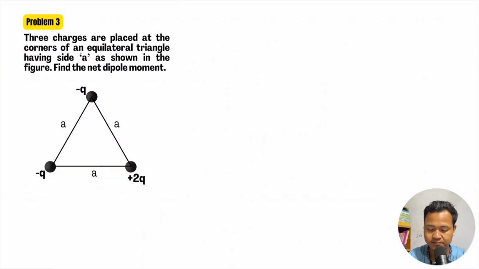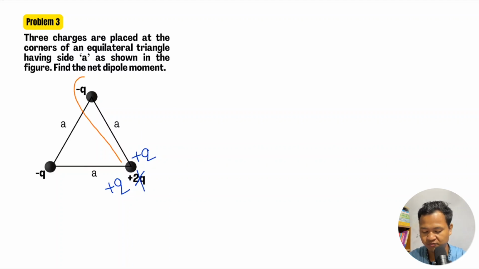Okay, you have one question. Three charges are placed at the corners of an equilateral triangle having side A as shown in the figure. Find the net dipole moment. Dipole moment is a vector quantity. So here what I can do is I have 2Q here. I'm going to divide this 2Q into plus Q and plus Q.